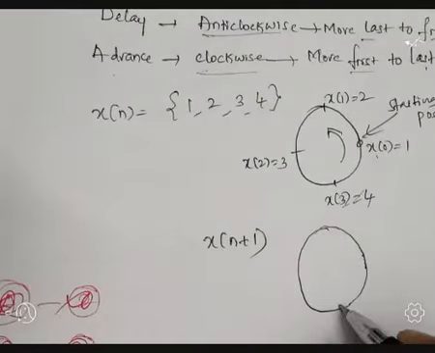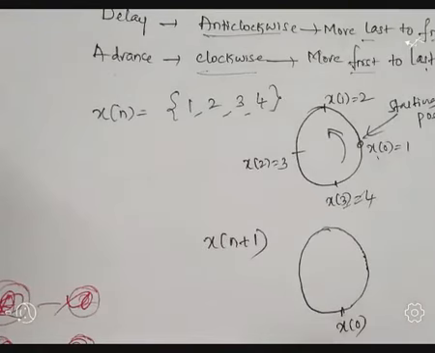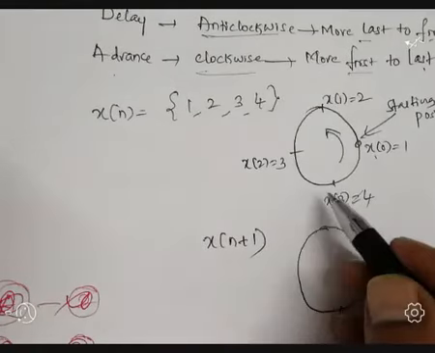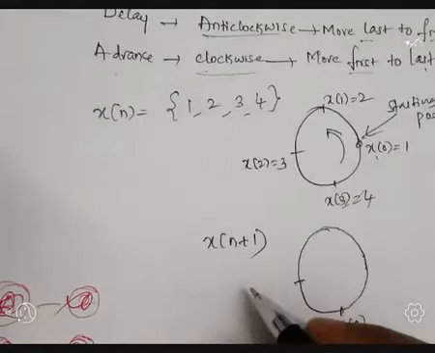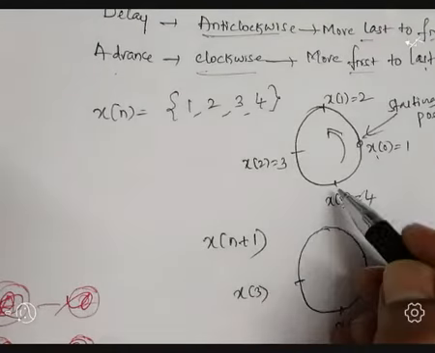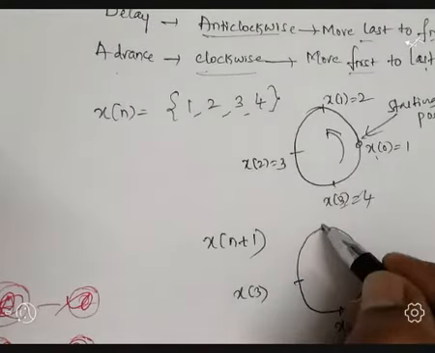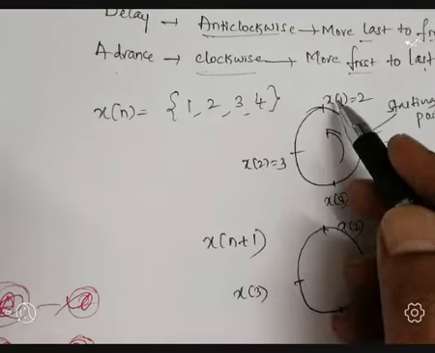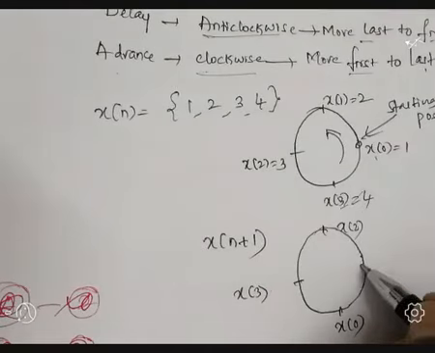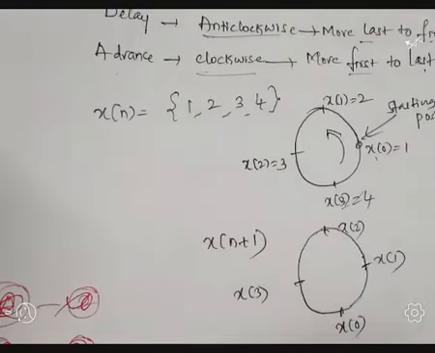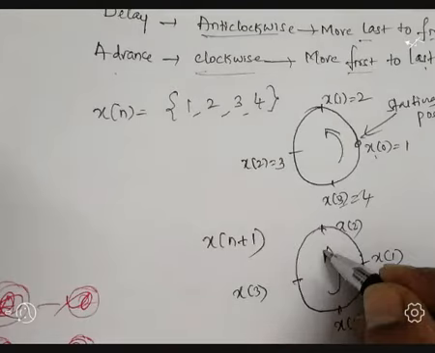So it becomes x of 0. And this is shifted to here. This becomes x of 3. And this is shifted to here. This becomes x of 2. This is shifted to here, x of 1. But while reading, we have to always read in the anti-clockwise direction.